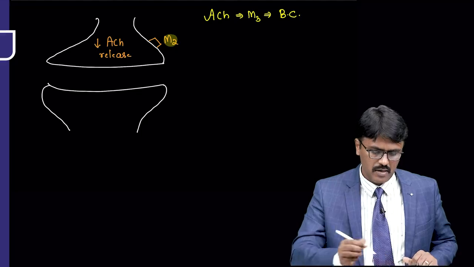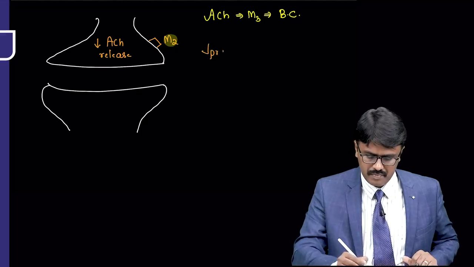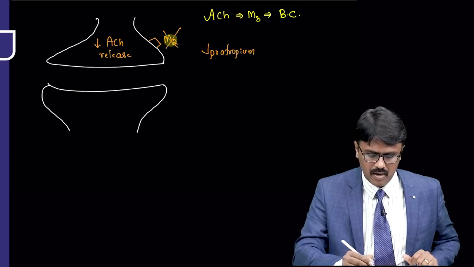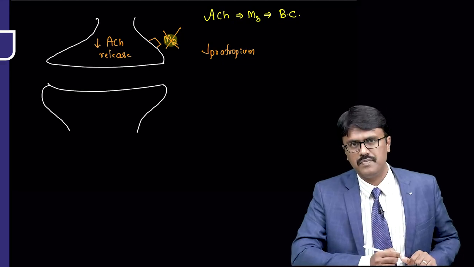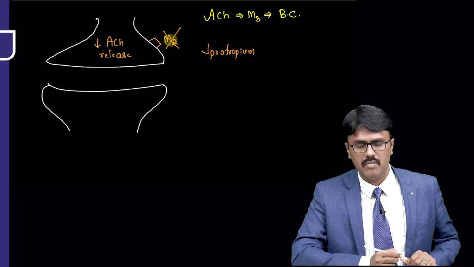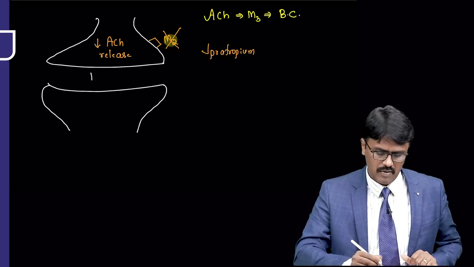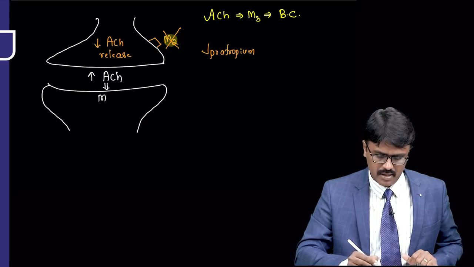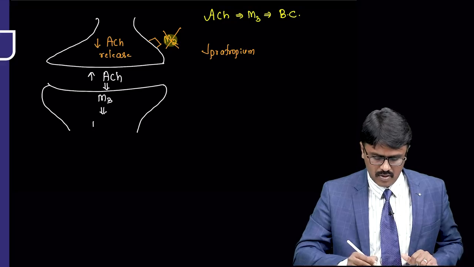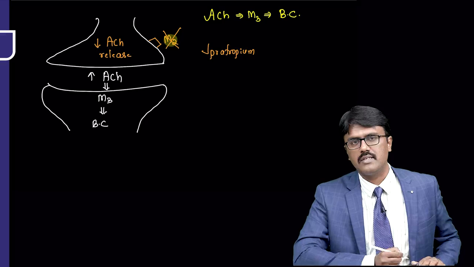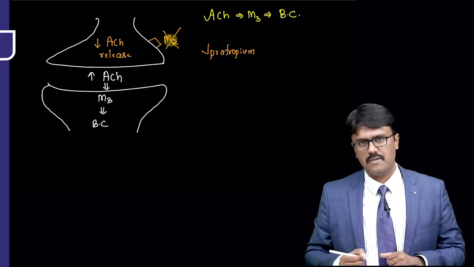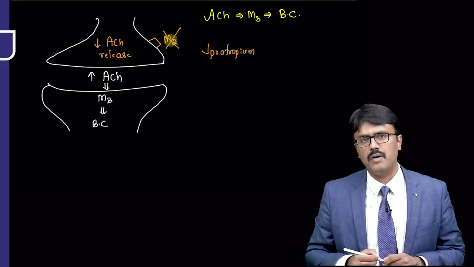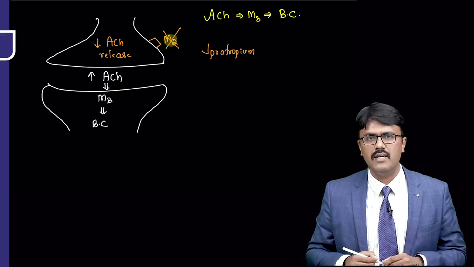Now, when I use a drug called ipratropium, what does it do? Ipratropium blocks this presynaptic M2 also. What happens if it blocks presynaptic M2? Then acetylcholine will get released. This acetylcholine acts on M3 receptor and that will cause bronchoconstriction, and that is what we call paradoxical bronchoconstriction. That is one problem we face with ipratropium bromide, and the second problem is it's very short acting.